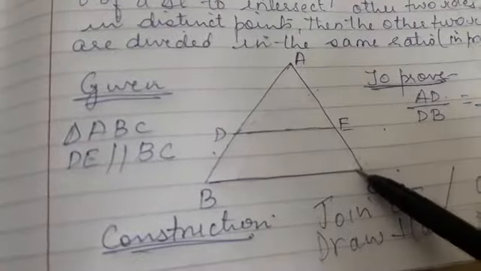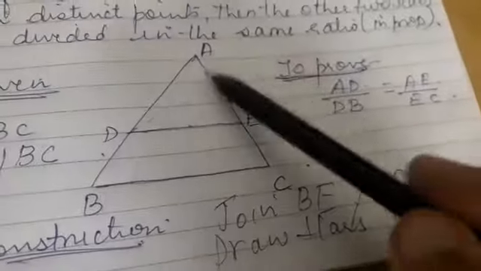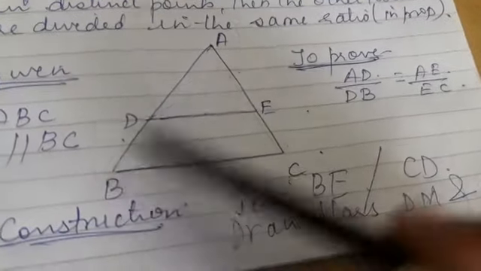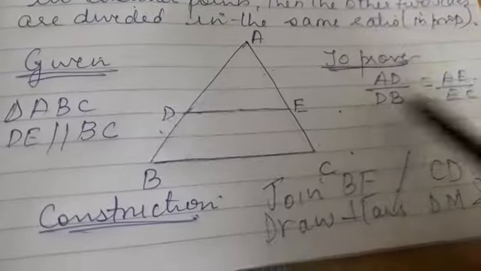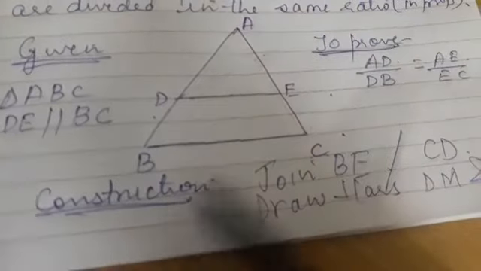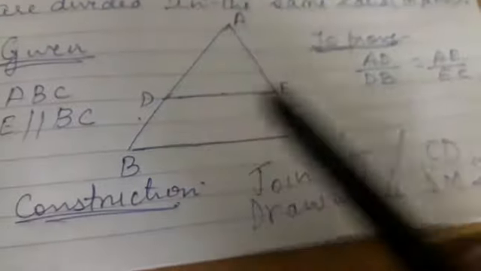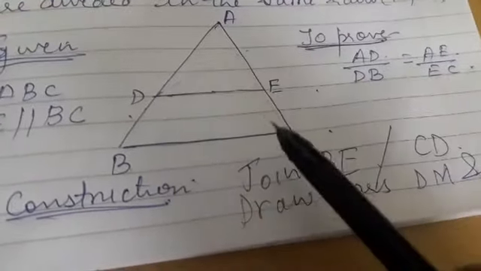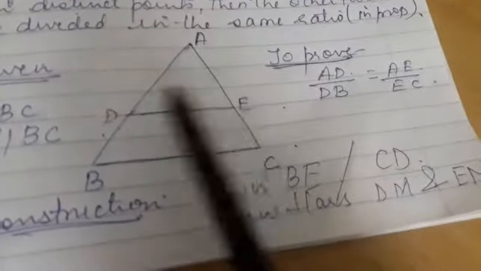Again, triangle ABC is given, DE is parallel to BC. We have to prove that AD upon DB is equal to AE upon EC. They are in the same ratio, they are in proportion. Then the next thing is, what is the construction? Join B to E, C to D, and two perpendiculars DM and EN respectively, which I have shown here.